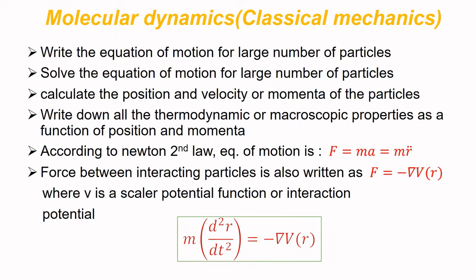And when we know the interaction potential that we are going to use in our system, we can calculate the force that is going to exist between the particles in the system. And also according to Newton's second law, we have force equal to mass into acceleration. So from these two equations we can write mass into acceleration equal to negative gradient of our scalar potential function.